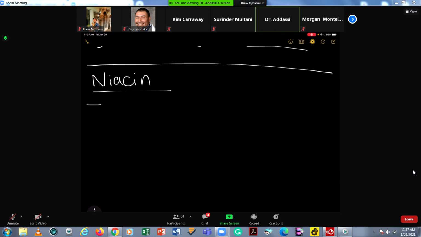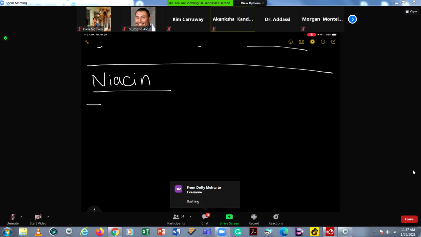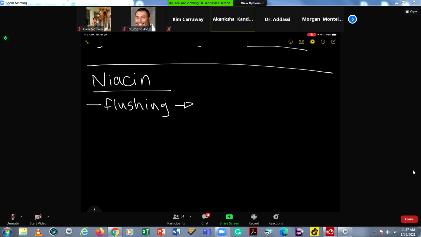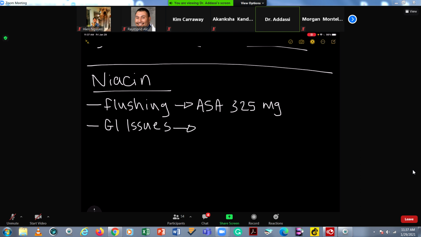So what's a very common side effect for niacin? Flushing. Now, what do we give to treat flushing? To treat niacin flushing? Aspirin. Okay, what dose? 325 milligrams. Right. So we give aspirin, 325 milligrams. Niacin can also have some GI issues. So it's usually recommended to take it with food.